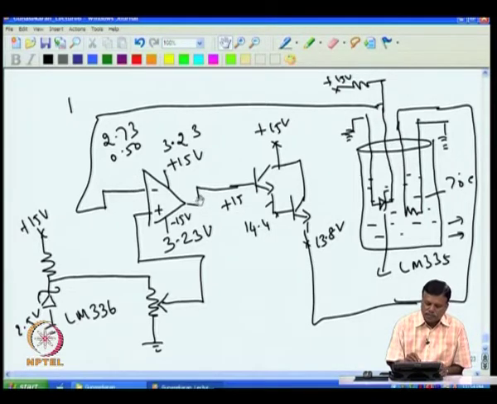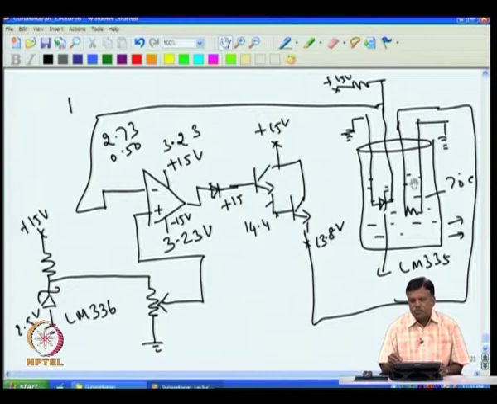Even if it goes slightly more than 3.23, the output shifts to minus 15. Once minus 15 comes, we should not apply minus 15 to the heater. So, to block the minus 15, I put a diode. When minus 15 comes, no voltage passes; when plus is there, the diode conducts, and except for that 0.6 loss, which we are not worried about, the voltage comes. When it goes a little more than 3.23, the output becomes minus, no voltage comes here, and the heater goes off.